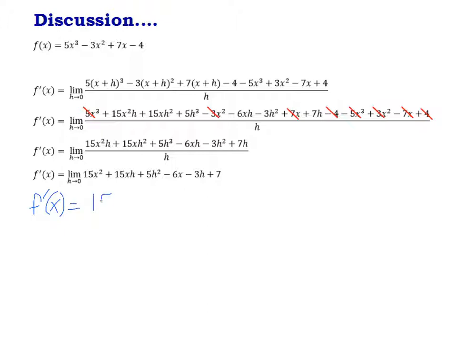I'm going to end up with a 15x squared. The next term's going to go away. The 5h squared goes away, minus 6x. The 3h is going away, plus 7. That's the derivative right there. Now, I did all the hard work for you, so that seemed pretty simple, huh?